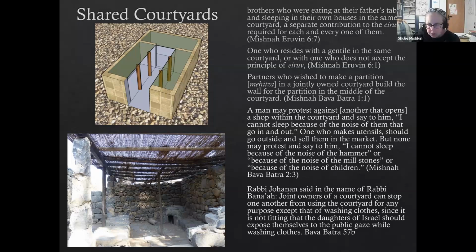Each brother gets married, builds his own house off the courtyard. They're all related to each other. They're each separate, but they're all connected to each other. Okay, we can understand that.